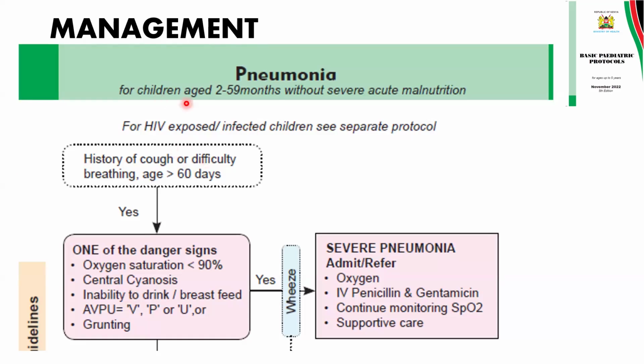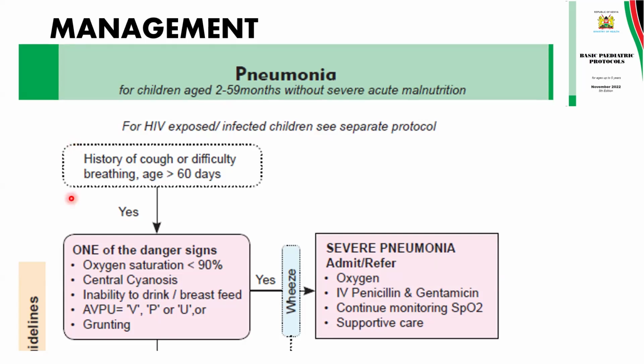So this is for children with pneumonia aged 2 to 59 months without severe acute malnutrition, and who are not HIV exposed. There's a separate protocol for children with pneumonia who are HIV exposed, and we'll look at that very briefly towards the end as we conclude.